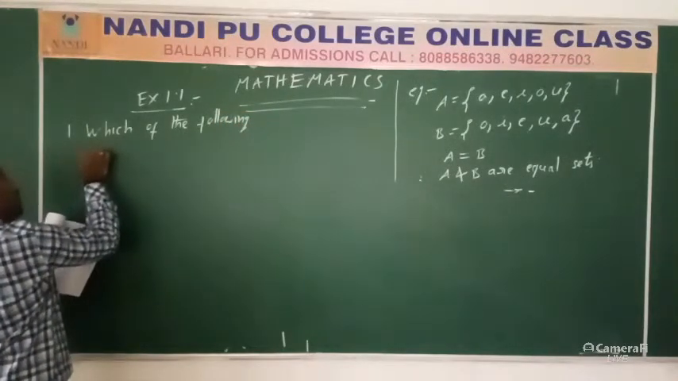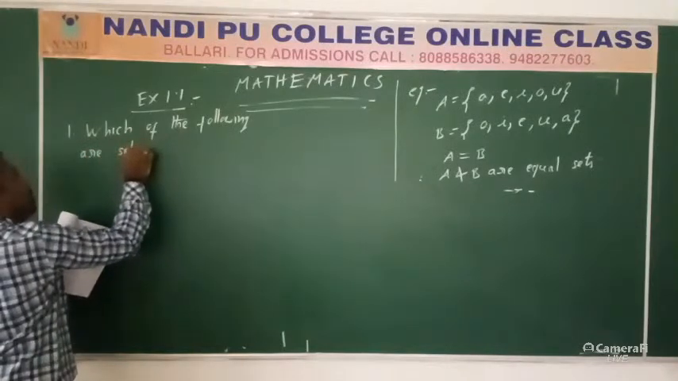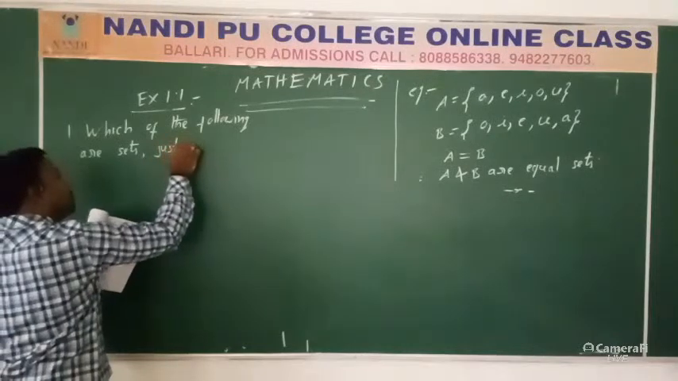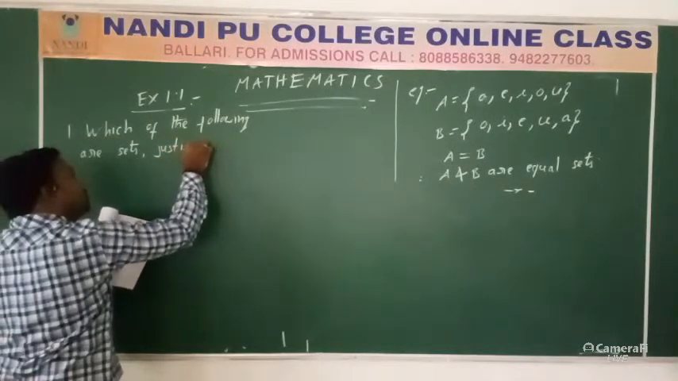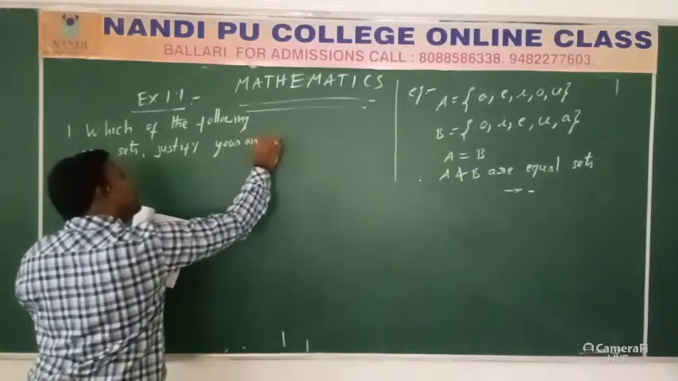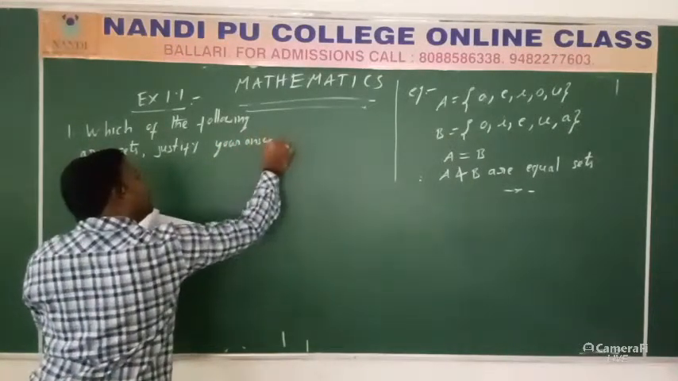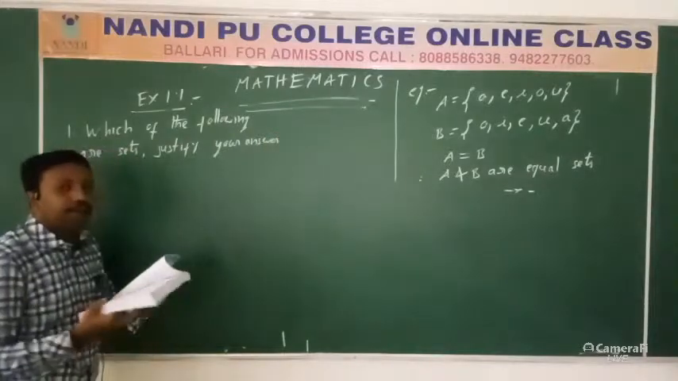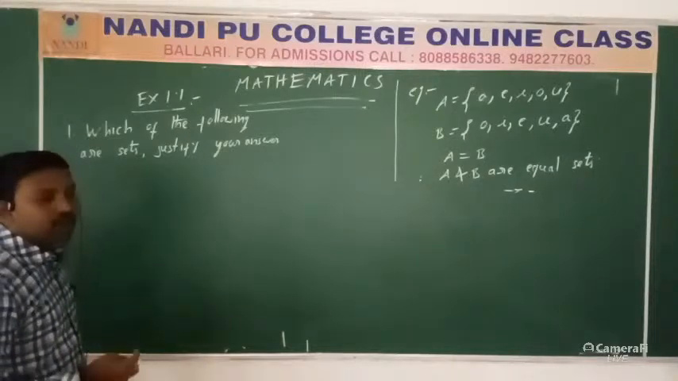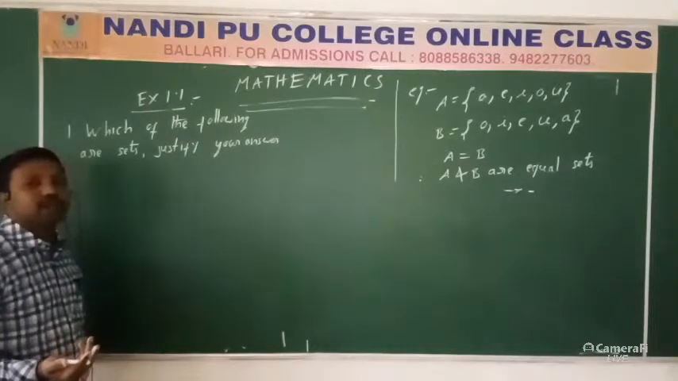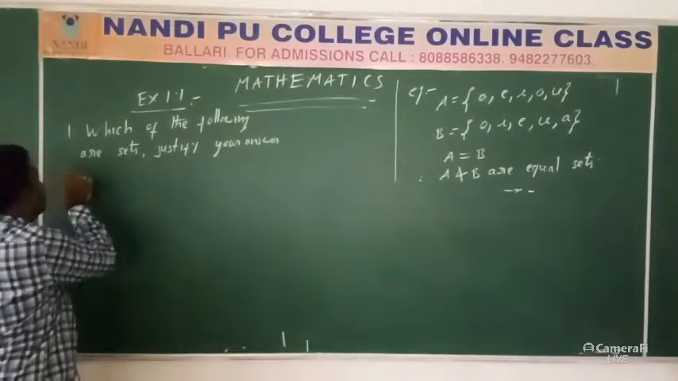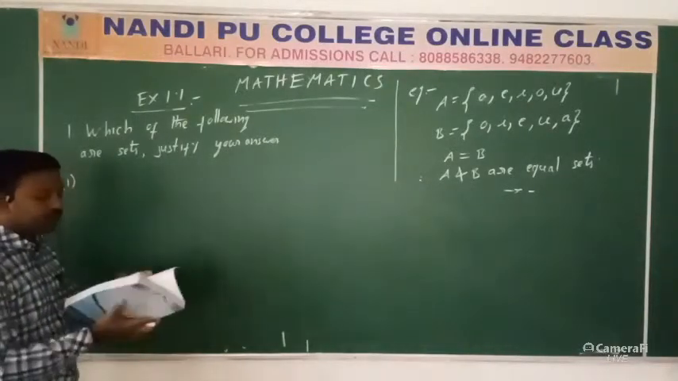Which of the following are sets? Justify your answer. How can we tell, by the definition of the set? If it is well defined, we will call it a set. If it is not well defined, it is not a set. So let us see the problems under this.